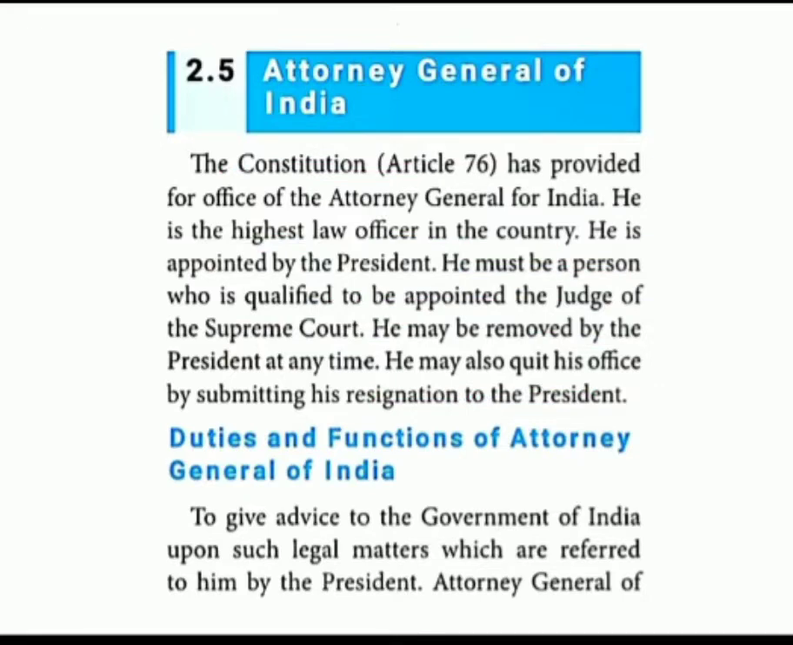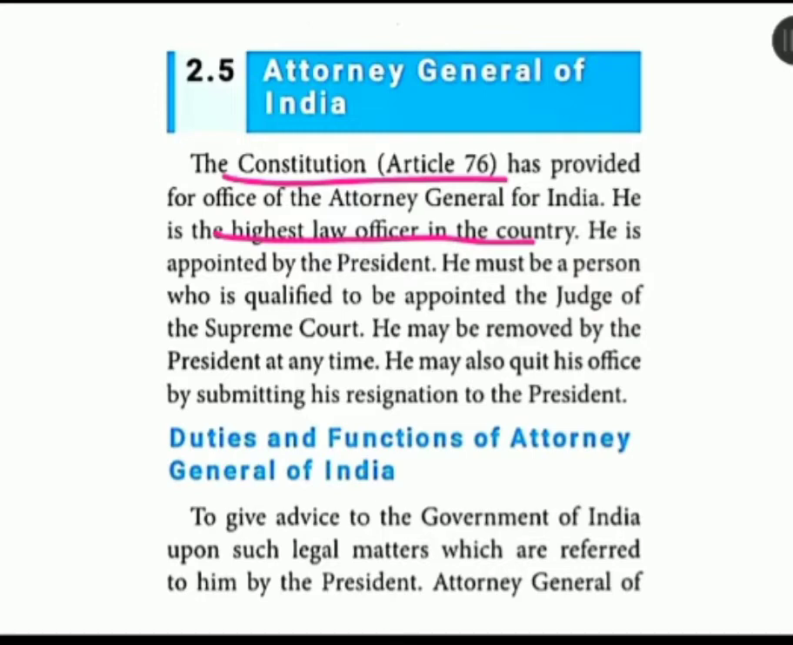So what are the things there? As per the Constitution, Article 76 provides for the post, otherwise the office, of the Attorney General for India. He is the highest law officer, like that they are telling. Moreover, who is appointing the Attorney General of India? The president has the power to appoint the Attorney General of India.